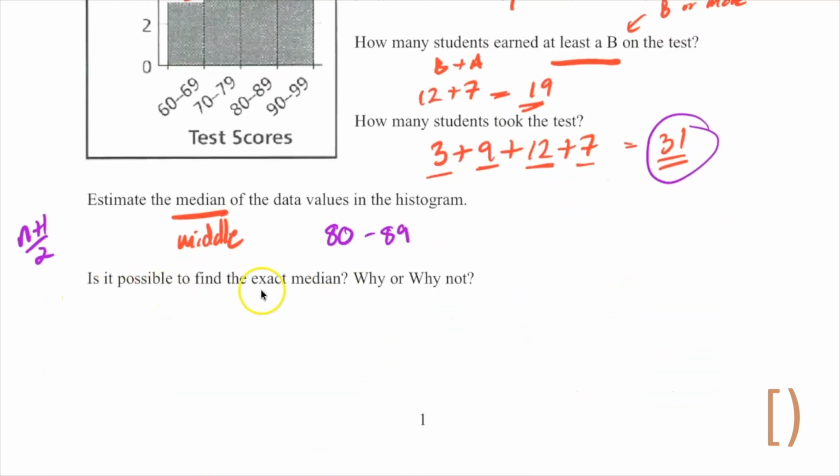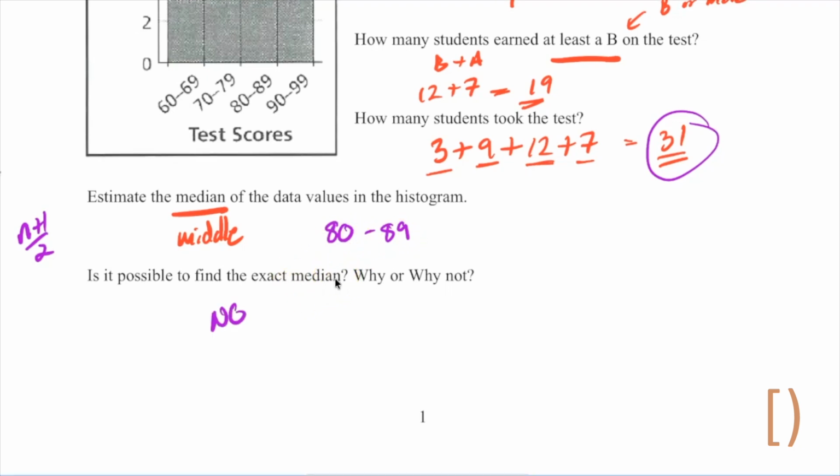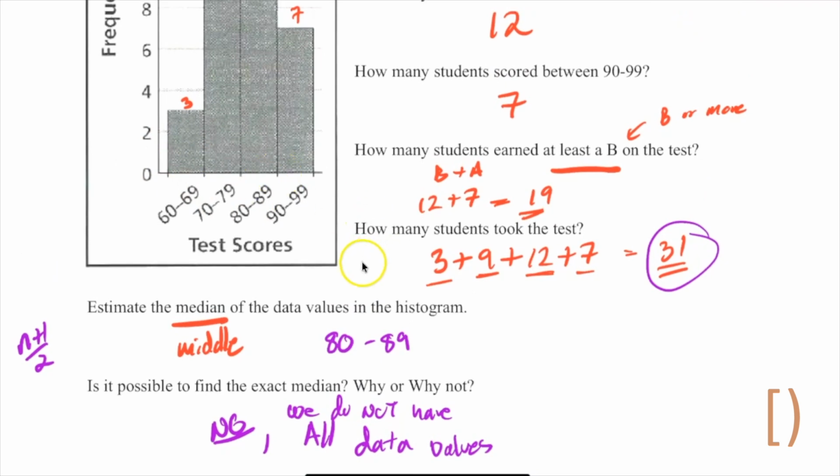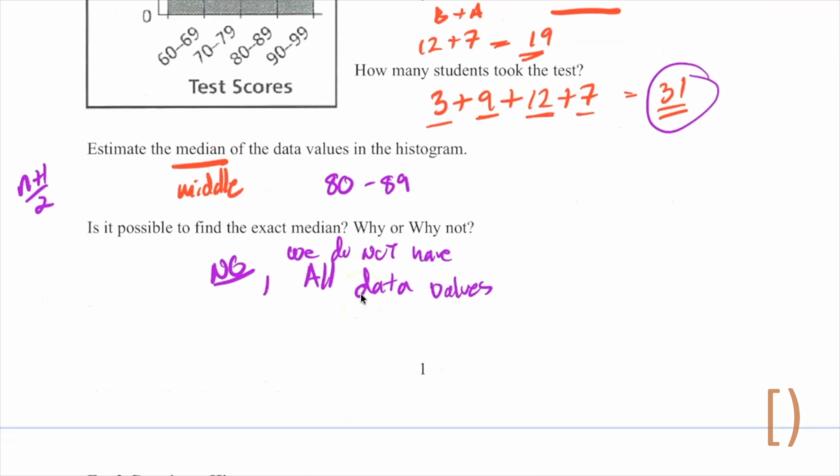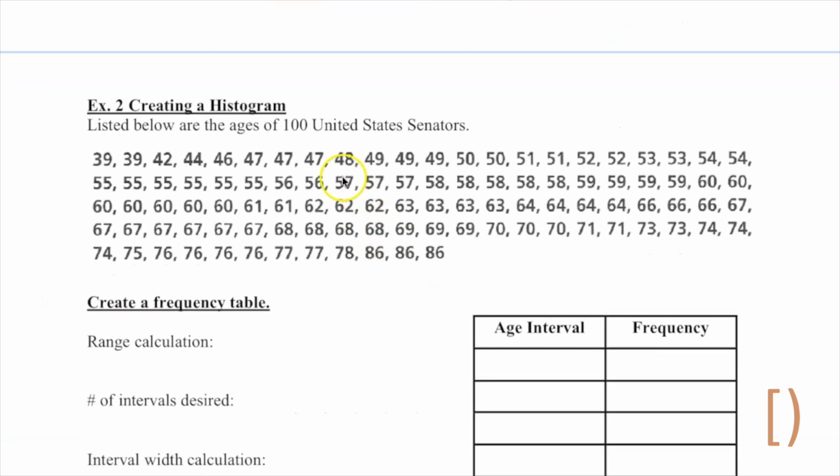Okay, is it possible to find the exact median? Instead of 80 to 89, is it 83? Is it 84? No. We cannot find the median if we don't have all data values. There's no way to find the median if you don't have all the data values, right? We just have ranges. So we can't find the exact median. It's not possible.